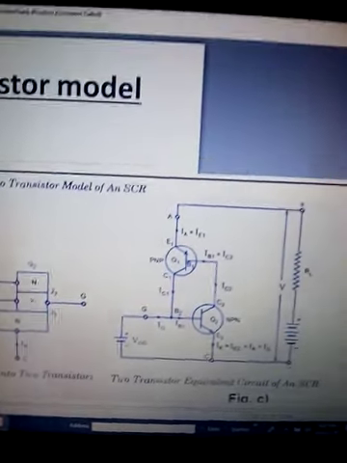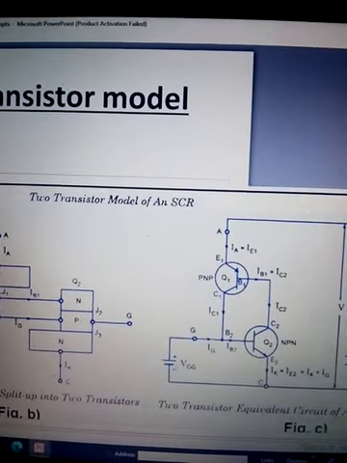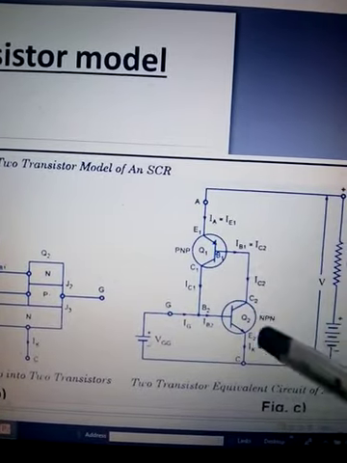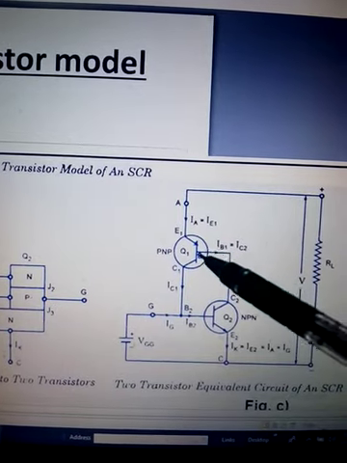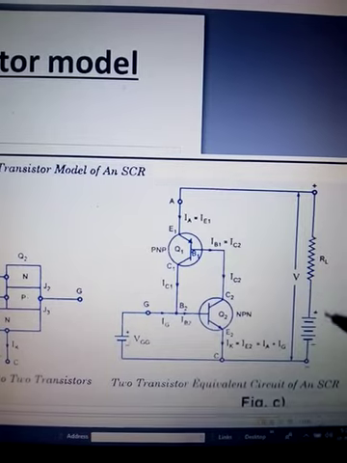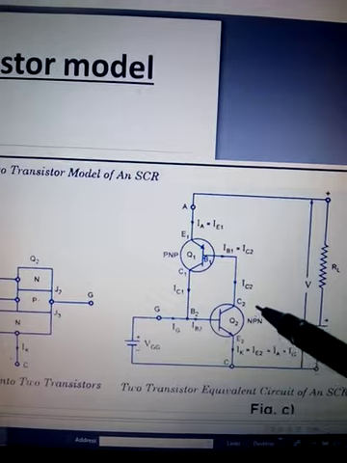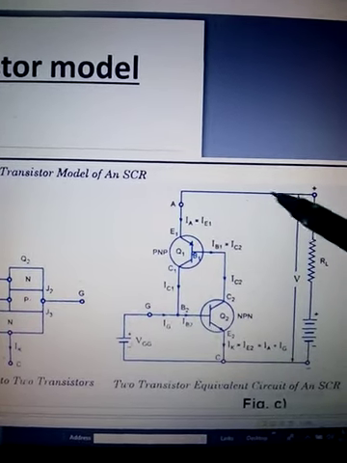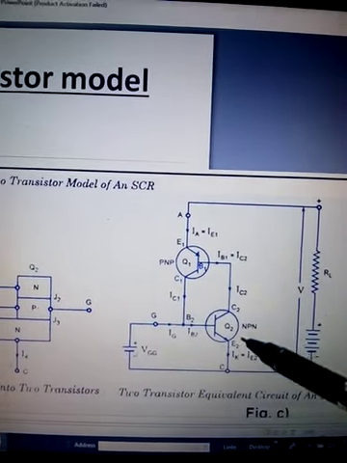See what happens here. Assume that gate is open. When you apply forward biased voltage here, both the transistors are forward biased. You can see the arrow mark here. This voltage is cooperating with this arrow mark, here also, here also. But since there is no base current, transistors will not conduct. Only leakage current will flow, what we call forward leakage current.